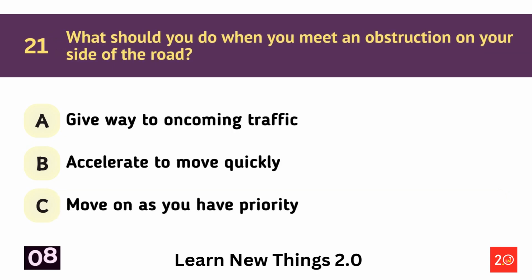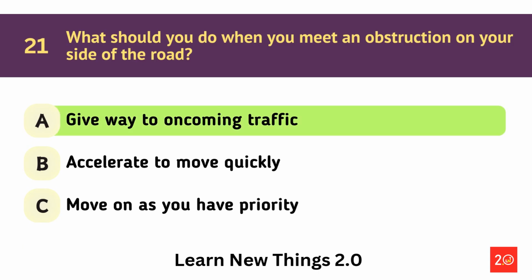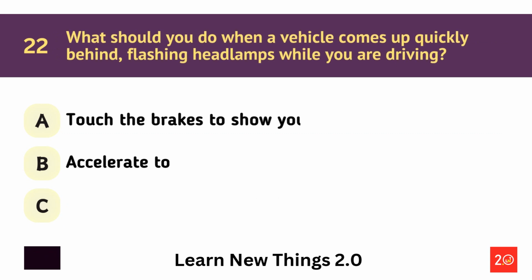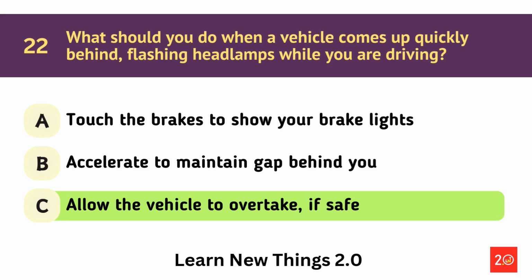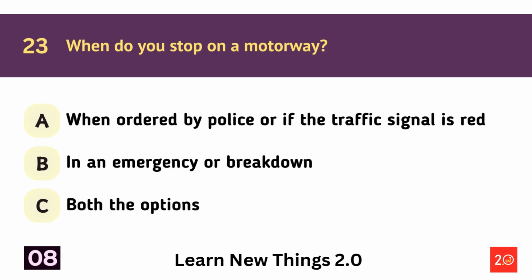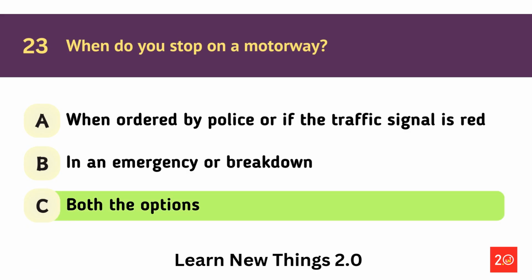What should you do when you meet an obstruction on your side of the road? Give way to oncoming traffic. What should you do when a vehicle comes up quickly behind, flashing headlamps while you are driving? Allow the vehicle to overtake if safe. When do you stop on a motorway? Both the options.